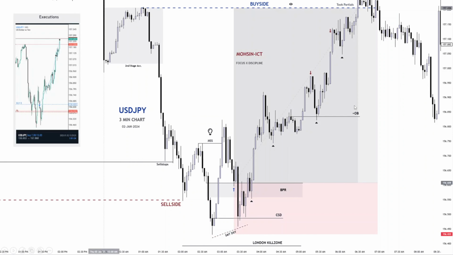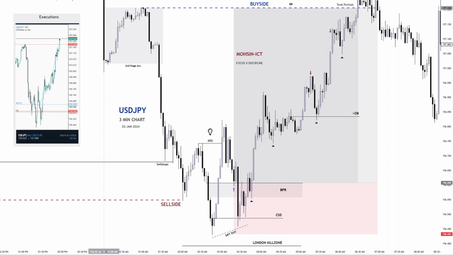Here's the execution. I executed right here, took some position off here, here, and then took some partials right here as well. This was executed on my funded account. You can see I took the long from here and took some position off here, here, and then eventually right here about this buy side liquidity. So that's how we manage the trades based on sell side and buy side liquidity.